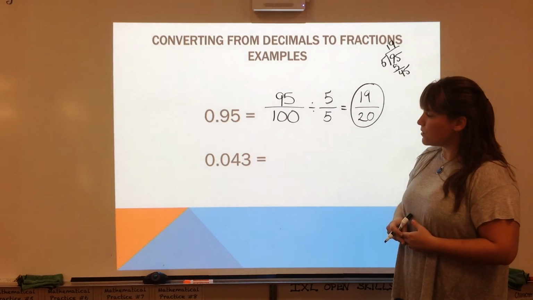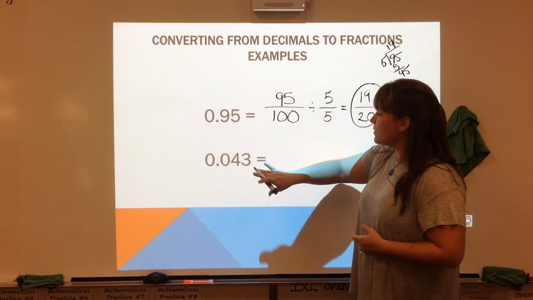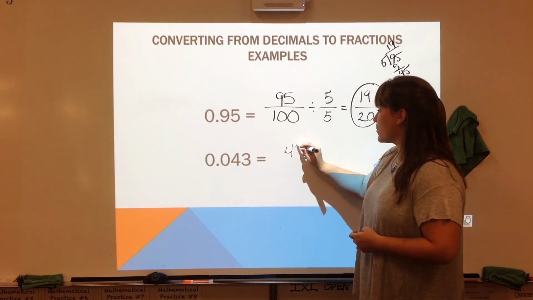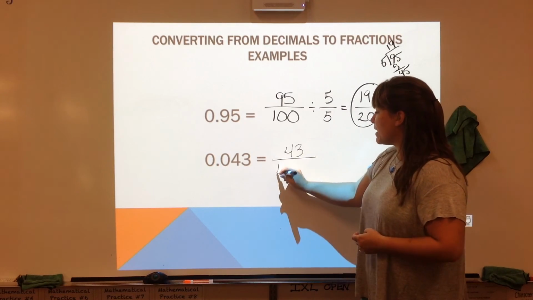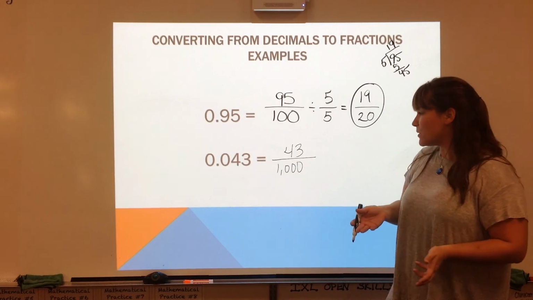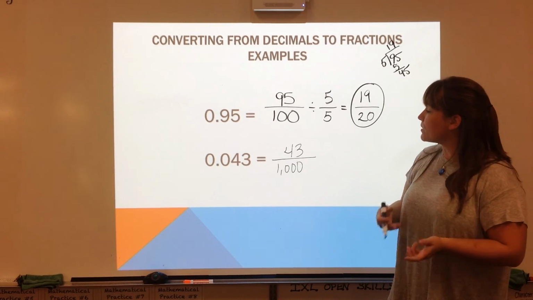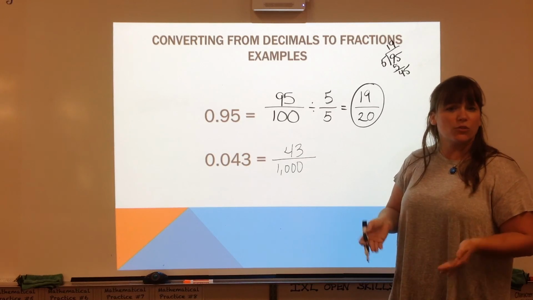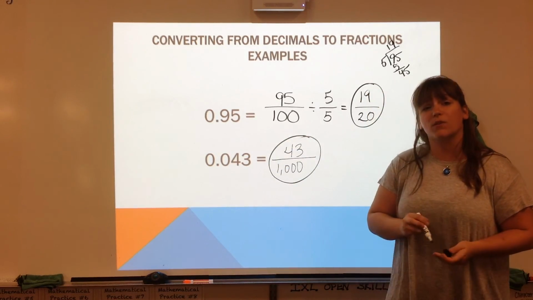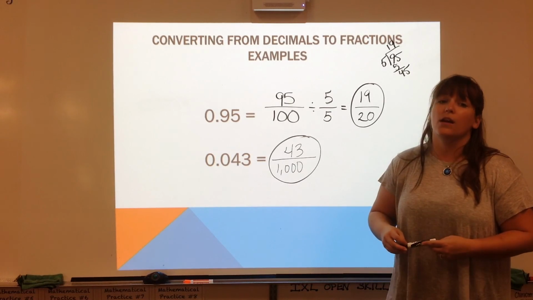Let's try the second one. This number is 43 thousandths. That means the 43 is in the numerator and the 1,000 is in the denominator. Can we simplify this? There's nothing in common between the number 43 and 1,000, so we are done. Tomorrow we're going to practice converting between fractions and decimals, and I'll see you then.